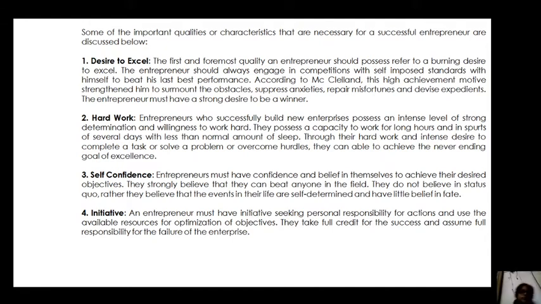Correct? Self-confidence. Entrepreneurs must have confidence and believe in themselves to achieve their desired objective. They strongly believe that they can beat anyone in the field. They do not believe in the status quo.